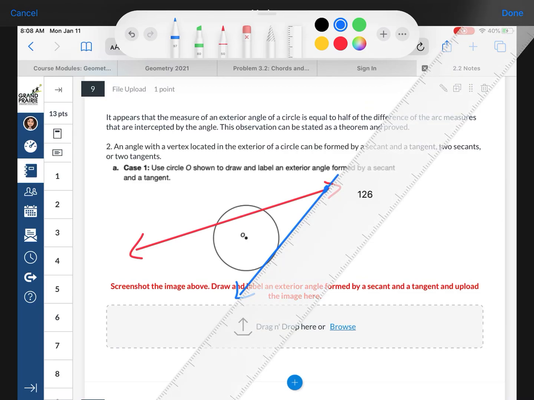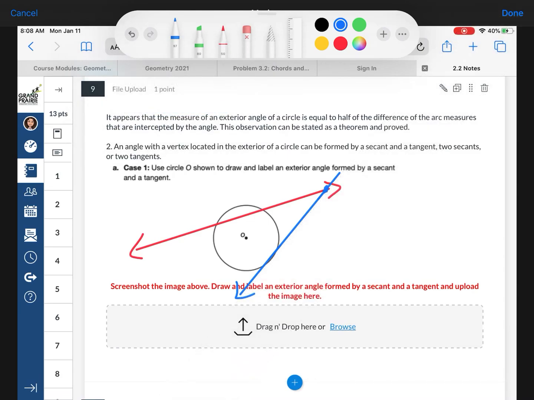Now, I just want to extend this blue line so you understand that this is a line. That's the tangent line. It's not a perfect picture, but the tangent line is only touching the circle at one point. And there we have it, and the angle is this angle right here. This is the exterior angle that's being formed.